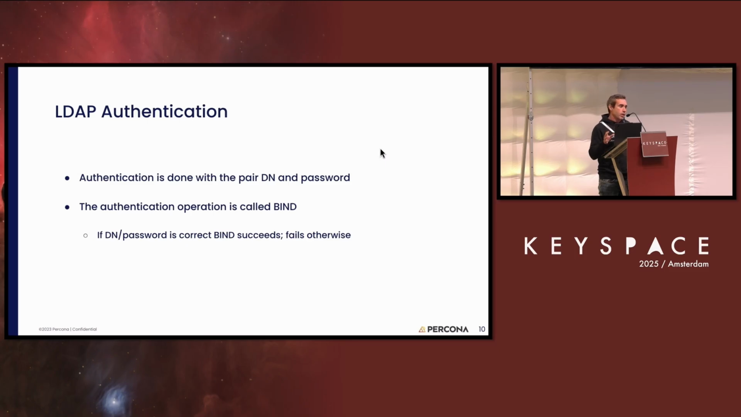The way LDAP protocol authentication works is quite simple. To authenticate against an LDAP server, or to check the credentials of a user, you basically use the pair: the distinguished name of the entry and the password. In the LDAP protocol, you have the bind operation, which is the equivalent to the AUTH in Valkey. So you call bind with DN and password. And if it's successful, then it means that the user is valid and the password is correct.